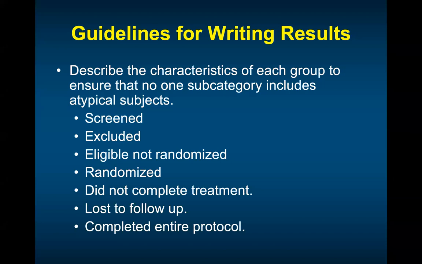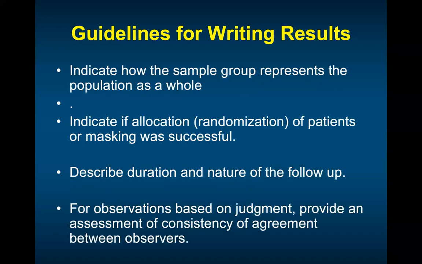In writing results, you need to describe the characteristics of each group, including what we just described: screened, excluded, eligible, not randomized, did not complete outcome, loss of follow-up, completed entire protocol. By reading the results, I should get the impression that the sample group represents the population as a whole. We need to get the impression also, or it should show us, that the randomization was successful if this is a randomized controlled trial. So were the study groups in the baseline table balanced or not? If it's an observational study, you should show me whether these two groups are different or not.